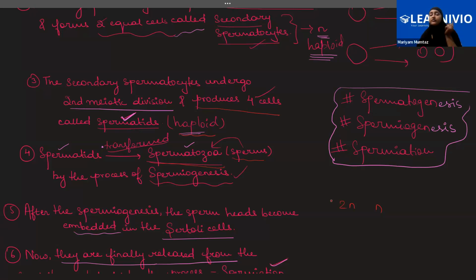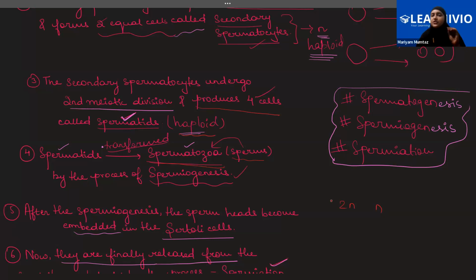Now, the first division that will take place in the male germ cell will be mitosis. Okay? Mitosis is equational division, right? So if the male germ cell is 2N, at the end of mitosis, what will be the number of chromosomes in the cells that are produced? Same or different? Same. So meaning the male germ cell, when it gives rise to another cell, that will also be diploid, right?